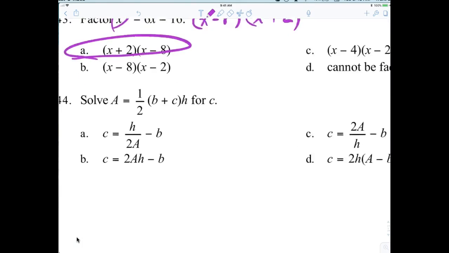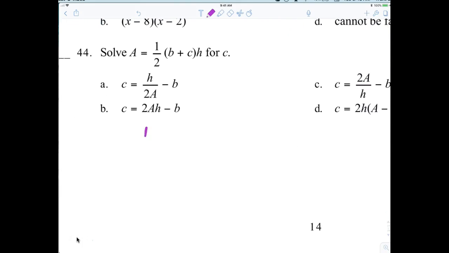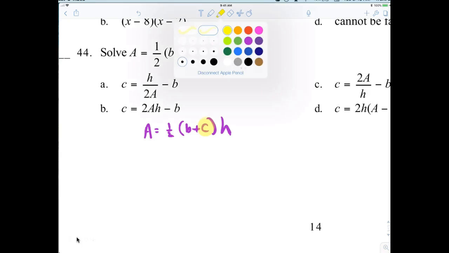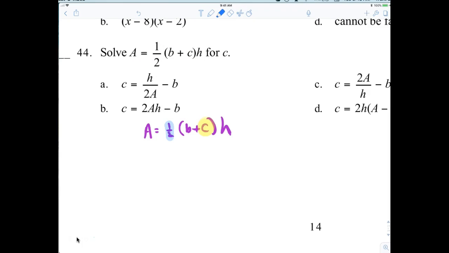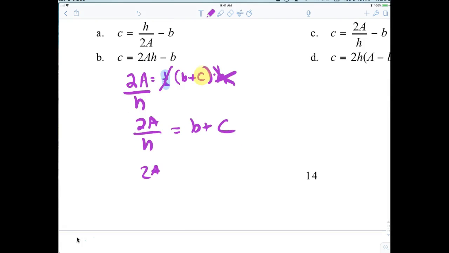All right, now 44, for some reason these are hard for kids, so let's go ahead and say A equals 1/2 B plus C times H. I'm trying to get to C, right? So because I'm trying to get to C, I got to get rid of everything else. The easiest thing to get rid of first is the 1/2. How do I get rid of the 1/2? Multiply by 2, all right, or multiply by the reciprocal. So I'm going to put a 2A over here, and then I get rid of the 1/2. Then I have times H, right? So to get rid of the times H, divide by H. And now this is gone. Right, now we have 2A over H equals B plus C. So now I just subtract B, right? So we have 2A over H minus B equals C. So it's C.